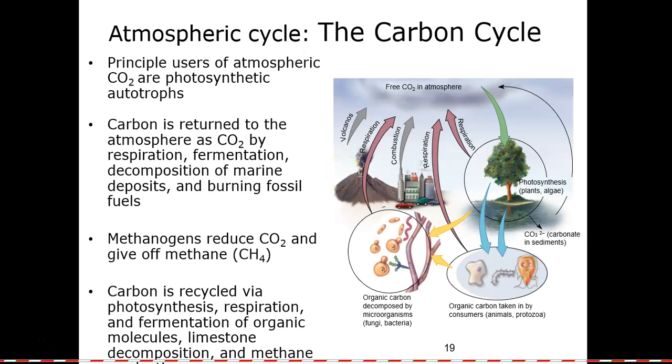So the carbon cycle, the primary thing we are going to talk about is carbon dioxide. And carbon dioxide is used by autotrophs. And remember that autotrophs utilize inorganic carbon in the form of CO2 to basically go through the process of photosynthesis, where photons of light are converted into usable forms of energy.